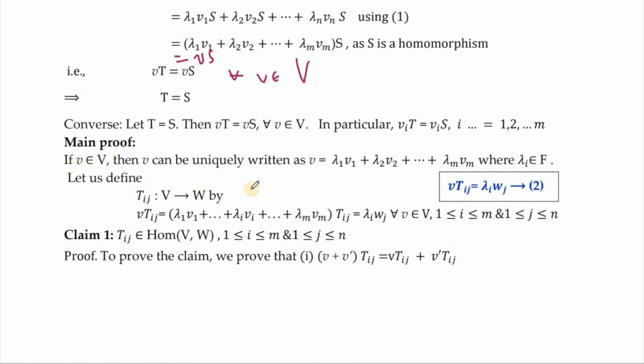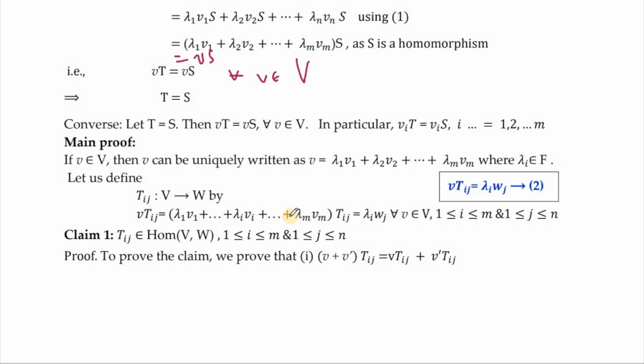What is our aim? We have Hom(V, W). We have to show that Hom(V, W) is of dimension mn, which means we have to produce a basis in Hom(V, W) which has got mn elements which are linearly independent and which span Hom(V, W). So these two we need to establish. For which we are going to construct those elements in Hom(V, W). So how are they constructed? You consider small v in capital V, then v can be uniquely written as lambda1 v1 and so on up to lambda_m vm, where the lambdas are from F.